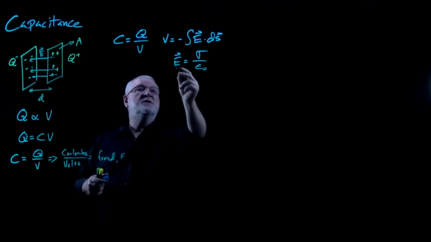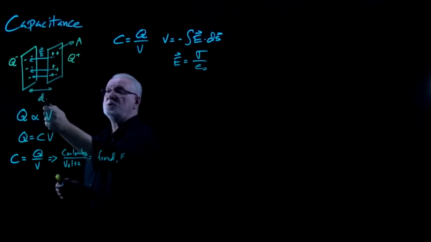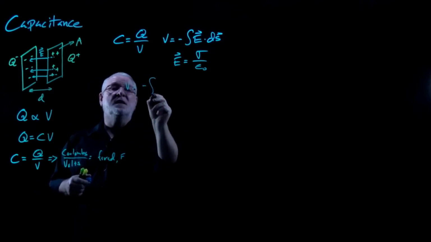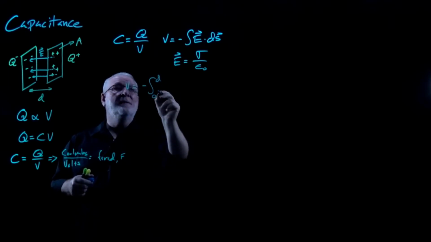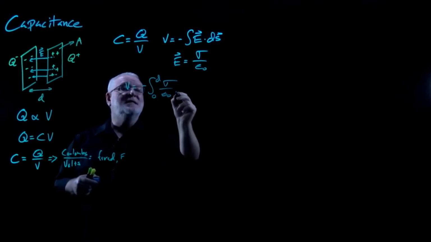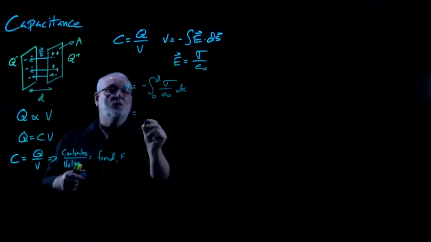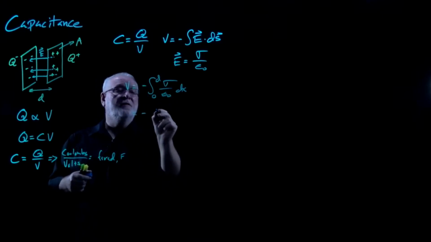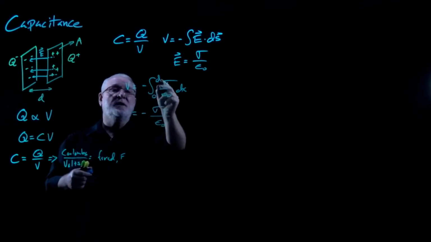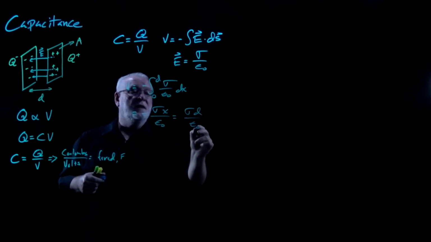Well, now all we have to do is integrate over the path we're taking. The voltage from one plate to another should just be the integral over d. So the voltage is actually going to be equal to the negative integral from 0 to d of the electric field, which is sigma over epsilon naught, ds. And in this case, we could just call it dx. Of course, that's going to be equal to negative sigma x over epsilon naught, between 0 and d. So that's going to be sigma d over epsilon naught.